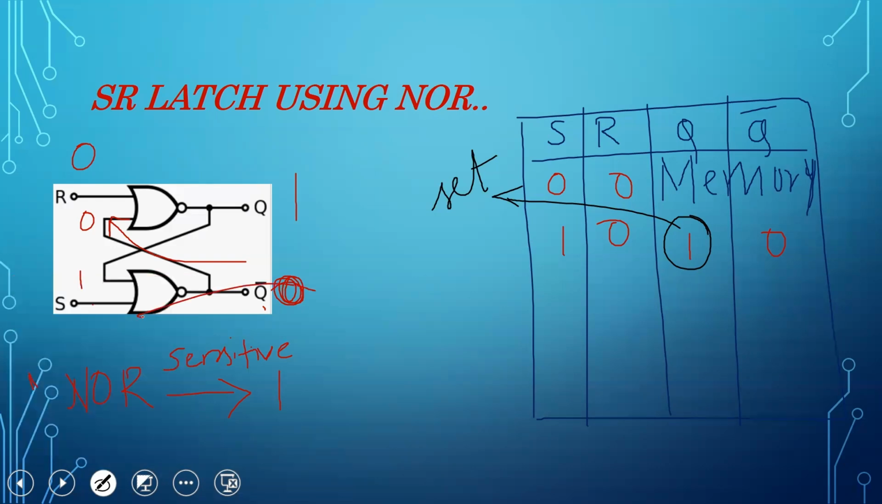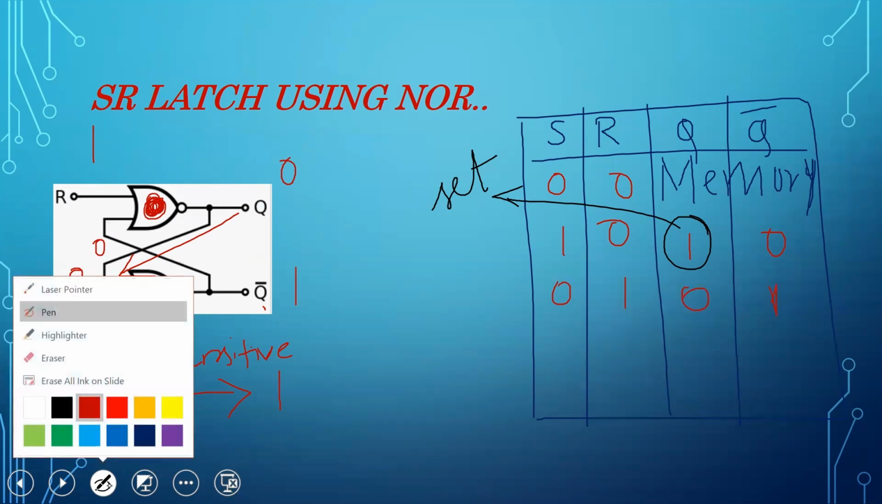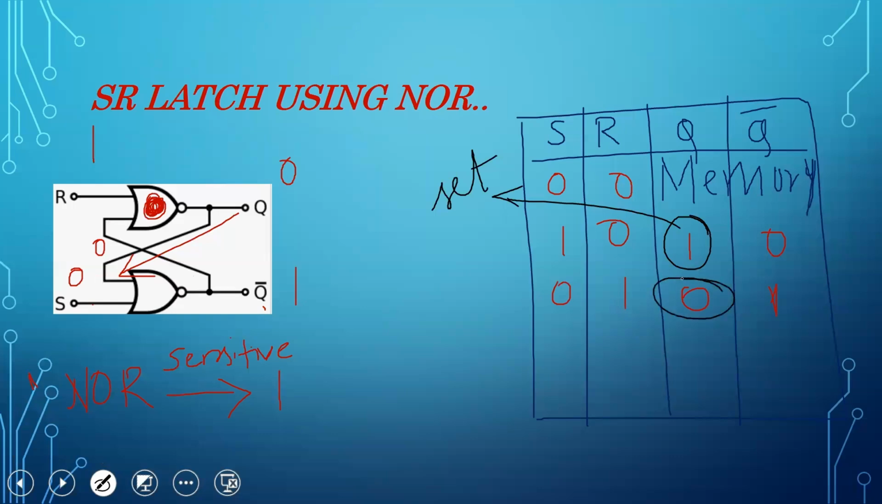Now the other condition, S is 0 and R is 1. Let me erase this. This NOR gate is sensitive to 1, so it gives output 0. Now if 0 comes here, 0 plus 0 is 0, 0 bar is 1. Q is 0 and Q bar is 1. As Q became 0, the latch is in the reset state.